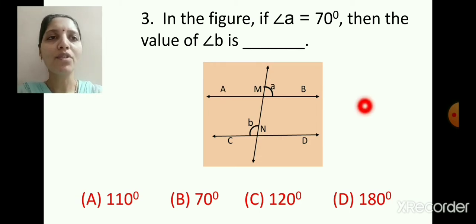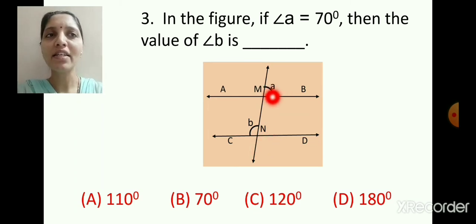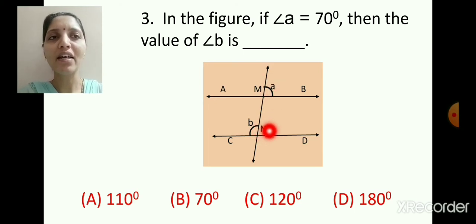Now if you observe this figure, line AB and line CD are parallel lines and this line MN is their transversal. Now angle A is given as 70 degrees and you have to find this angle B. Now let's find the relationship between the angles. This angle A and this angle are corresponding angles, so their measure must be equal.